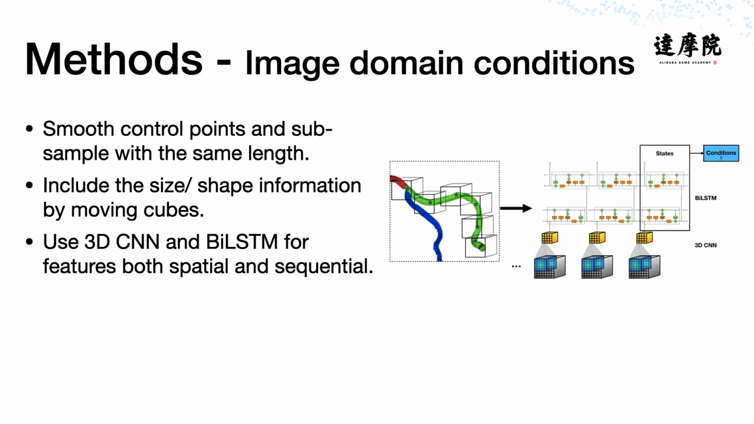For the image domain conditions, we use moving cubes along the control points of the branches. The size of the cube is large enough to take the size of branches into consideration, as well as some part of the background information. We first use a 3D CNN to extract the features within the cubes, and then apply an LSTM to encode the sequential information. The last state is used as the extra condition of our model.